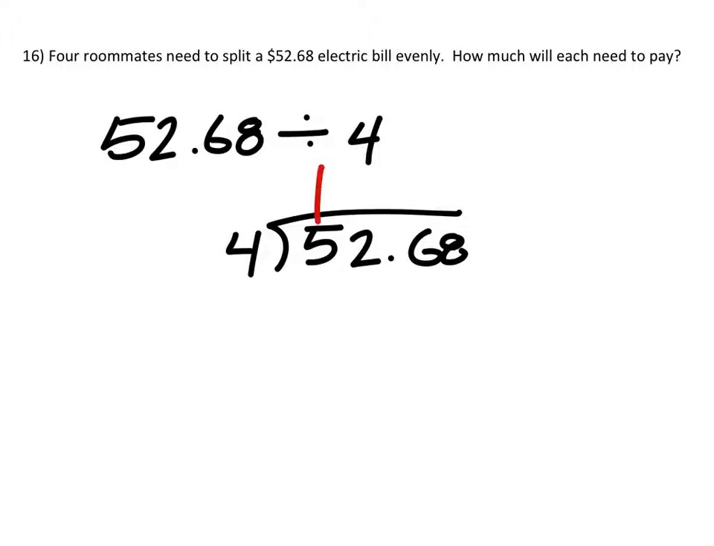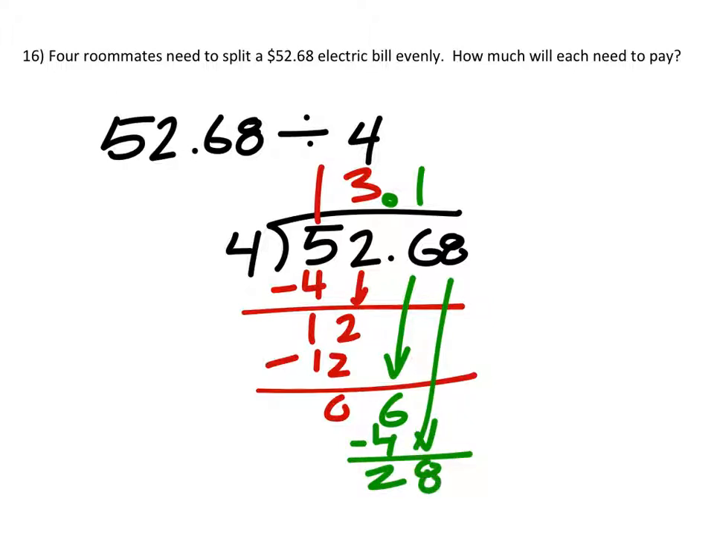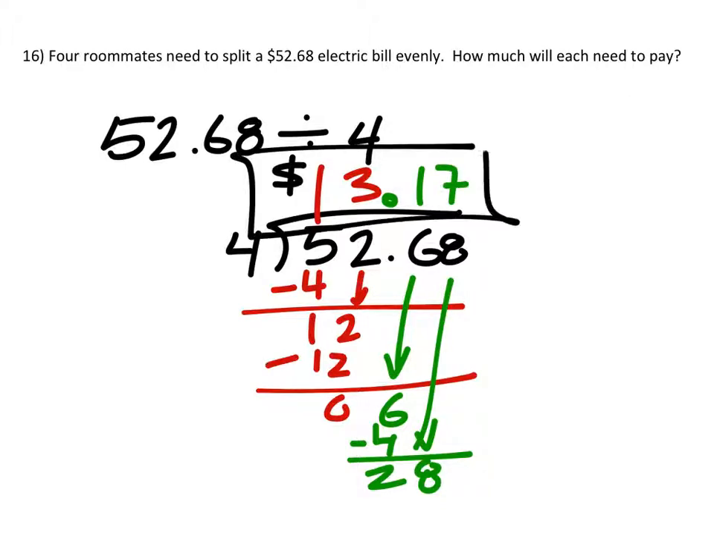So 4 will go into 5 once, so subtract 4. Got a 1, we'll drop the 2. 4 goes into 12 3 times. This is working out pretty good. So now we got 0, which means I need to drop the 6. 4 goes into 6. Again, the decimal place is right there. Once, subtract 4, giving us 2. We'll drop the 8. 4 goes into 28 7 times. So it looks like our final bill for each person would be $13.17.